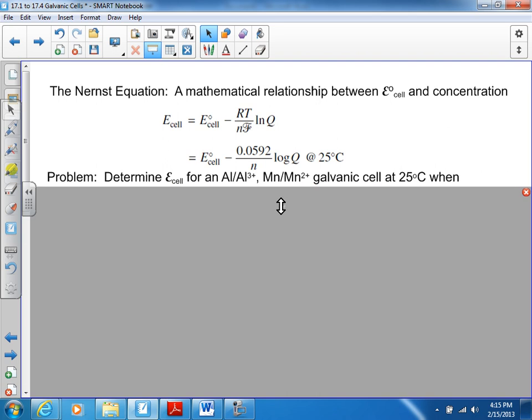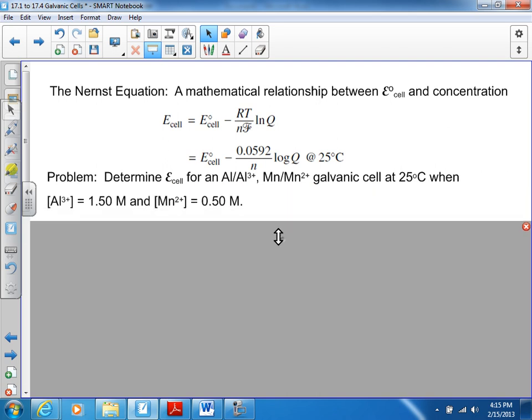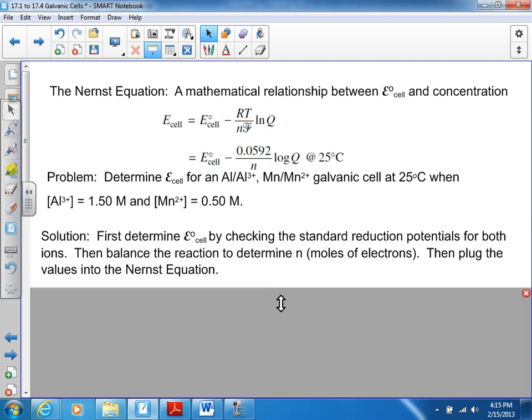Okay, so here is a problem. Find E cell for an aluminum, aluminum 3, manganese, manganese 2 galvanic cell at 25 degrees Celsius, so we get to use this equation, when the aluminum ion is 1.5 molar and the manganese 2 ion is 0.5 molar. So we have to find E cell. Here's just the method. You can pause this and try it completely on your own if you'd like. I'm going to move this down a little bit.